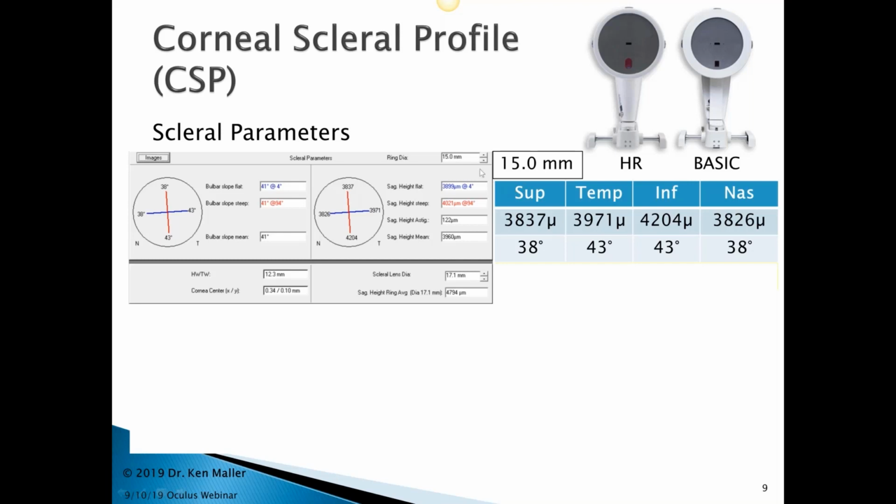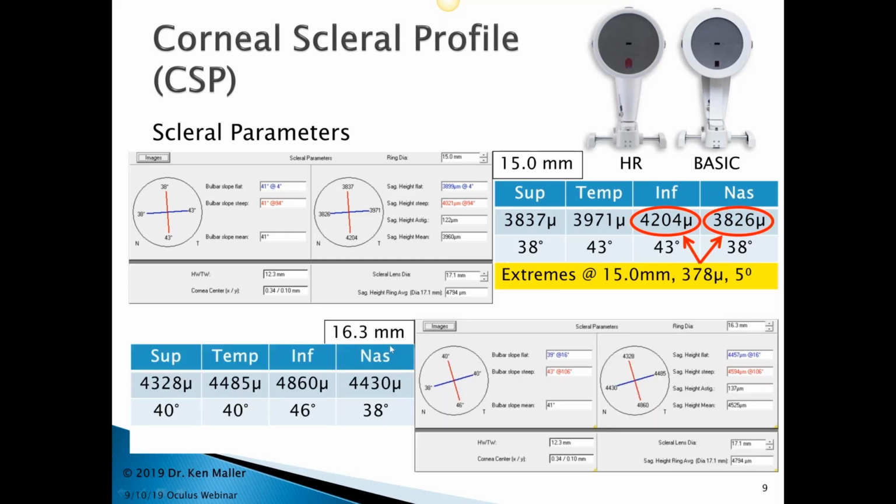Now you do have the ability to change this value, this ring diameter. What I've done here is, at 16.3, I've done the exact same exercise, and we can see we get very, very different data. There isn't anything in the 3,000 micron range. Everything is above 4,000 now, and there's still quite a bit of variability going through the various quadrants.